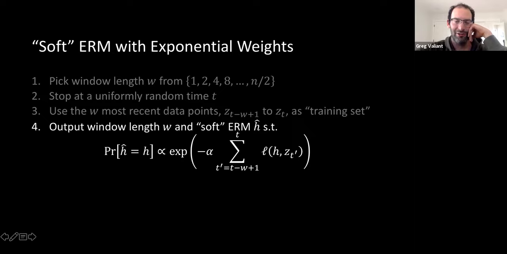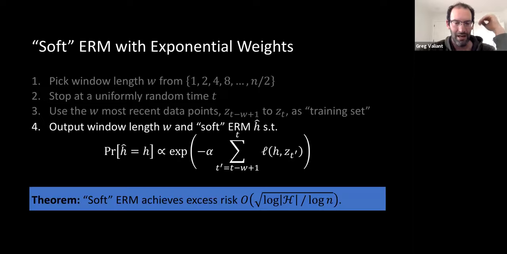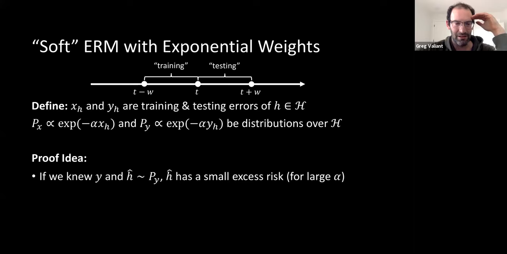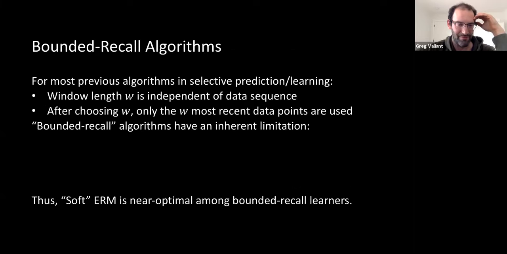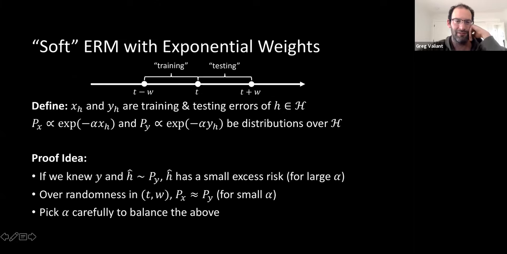Okay, in order to go from that square root to the logarithm, all you need to do is a soft ERM. So you just need to pick your hypothesis according to a slightly cleverly weighted, the right kind of exponential distribution. And the proof is pretty intuitive.